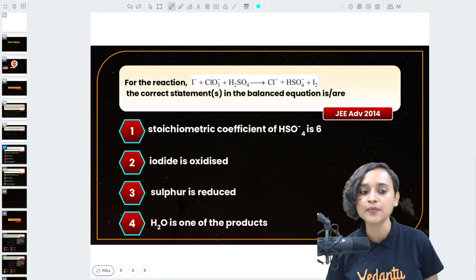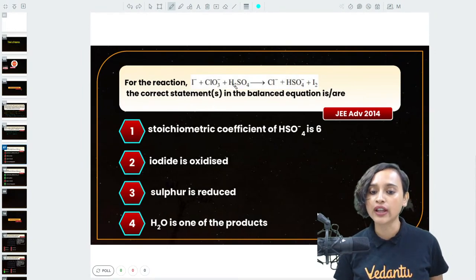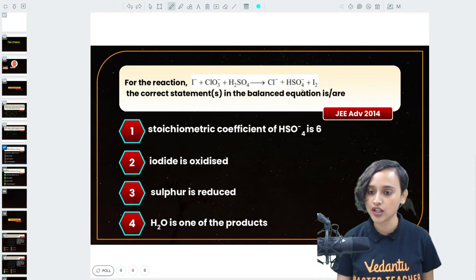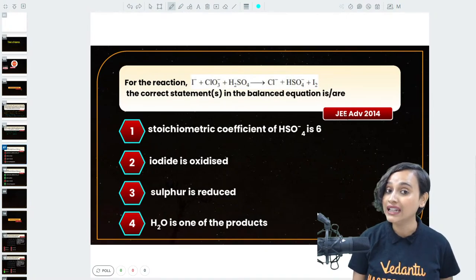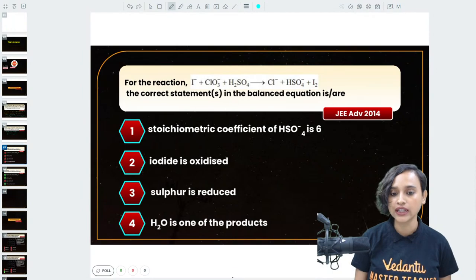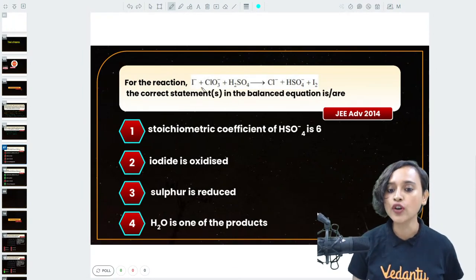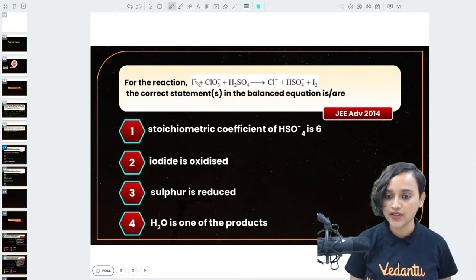Chalo, next question is, for the reaction I minus plus ClO3 minus plus H2SO4 gives Cl minus plus HSO4 minus plus I2. Now they are asking that the correct statements in the balanced equation are. In the balanced equation, we have to find out what are the correct statements. Achha. So how will we approach this? First of all, we have to balance this equation because it doesn't look balanced, right?